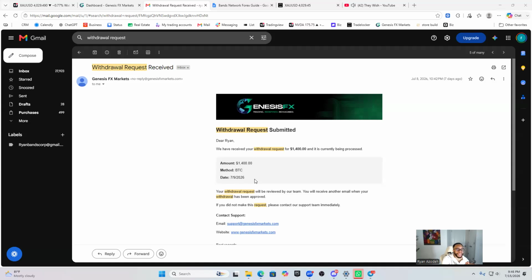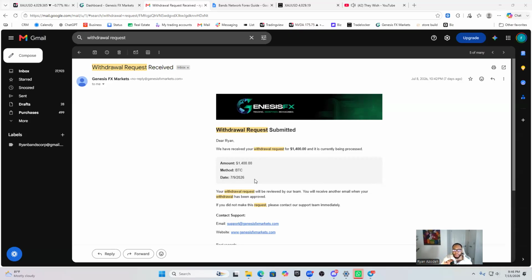And then after that, you would send the Bitcoin from Coinbase, Cash App, or Robinhood over to your account there on Genesis. Now, after the money is there on your account on Genesis, you're gonna go to the internal transfer, and then transfer that money from your wallet into your live account on Genesis.